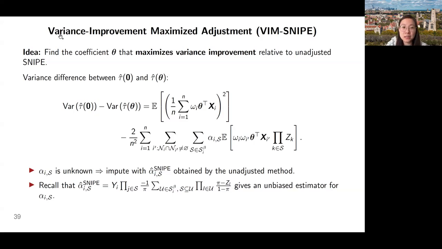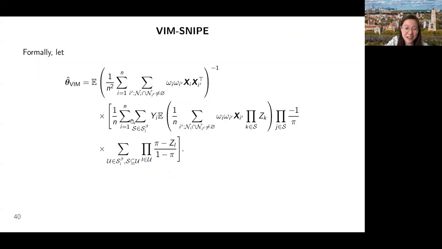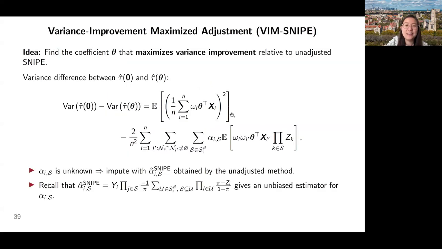And that's why we call our estimator the SNAP estimator. Sorry, the Wien-based SNAP estimator, the variance improvement maximized estimator. Okay, so now this is sort of the formal form of this estimator. I wouldn't go into detail, but recall what the pipeline is: we get estimators for those alphas, we plug them in, and then we find the theta that maximizes this thing, and then we plug that theta into our adjusted form of the SNAP estimator.